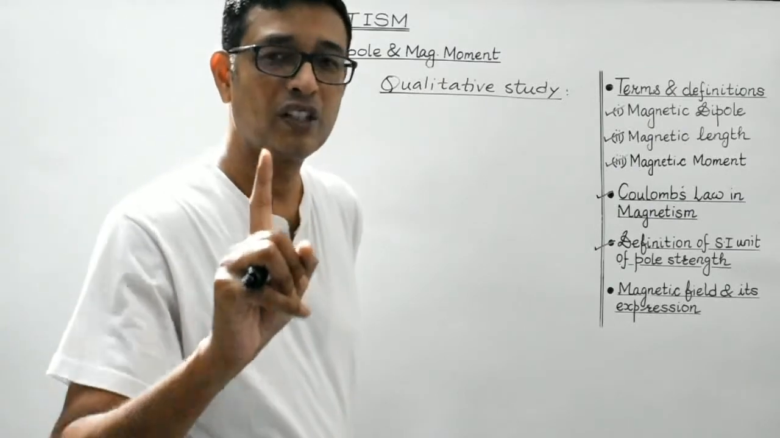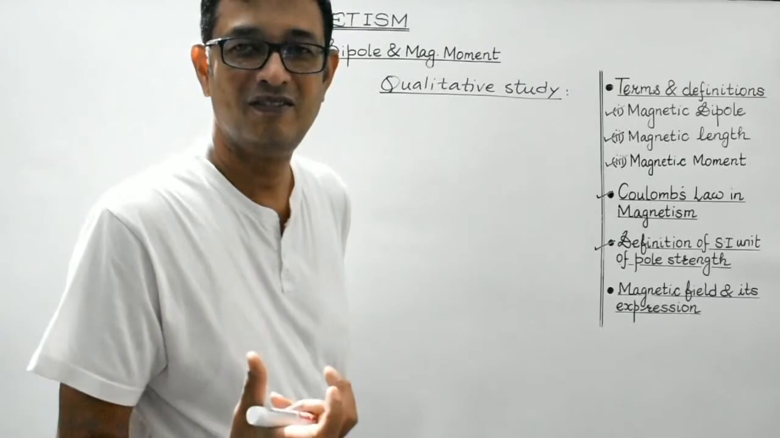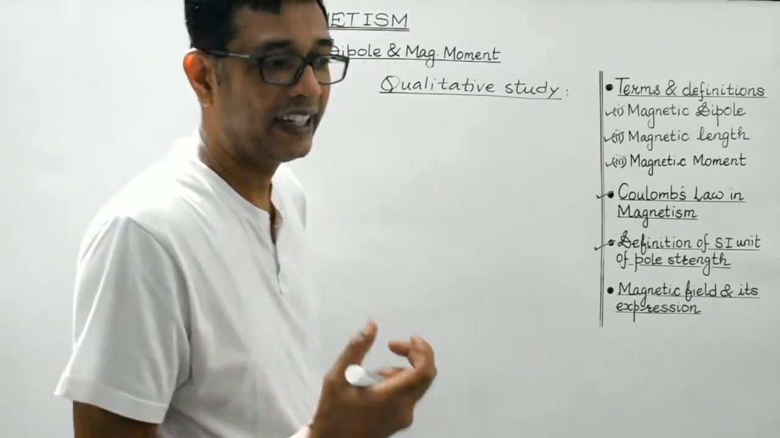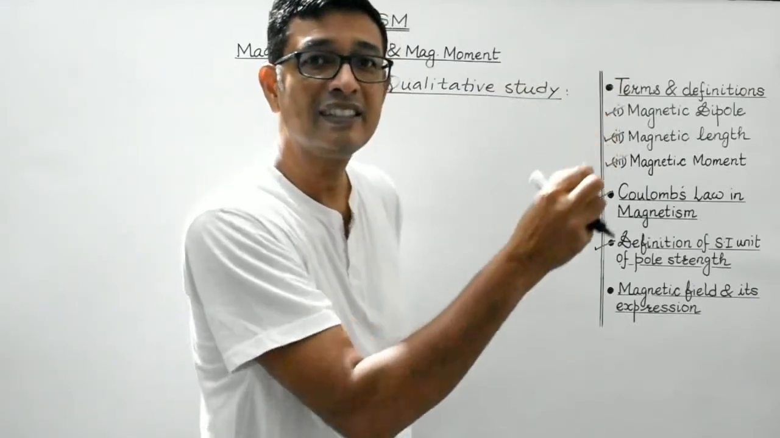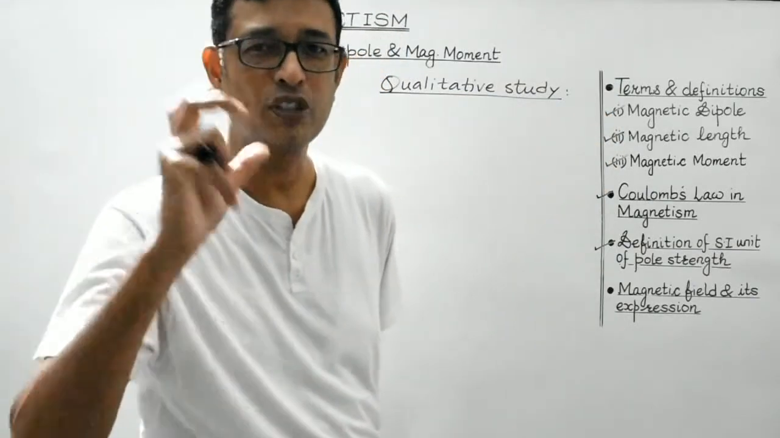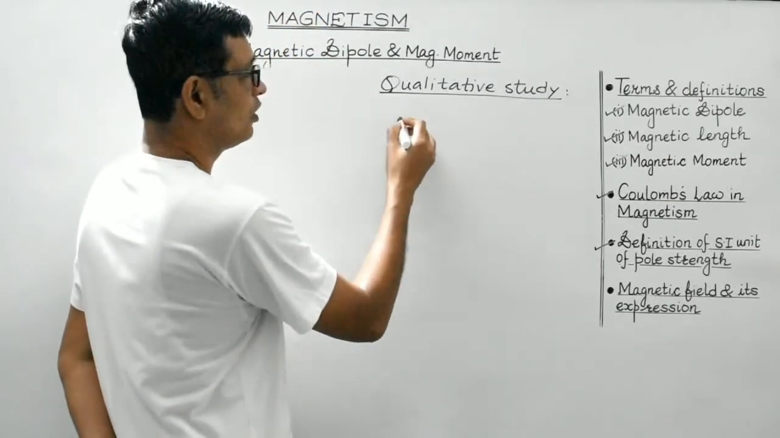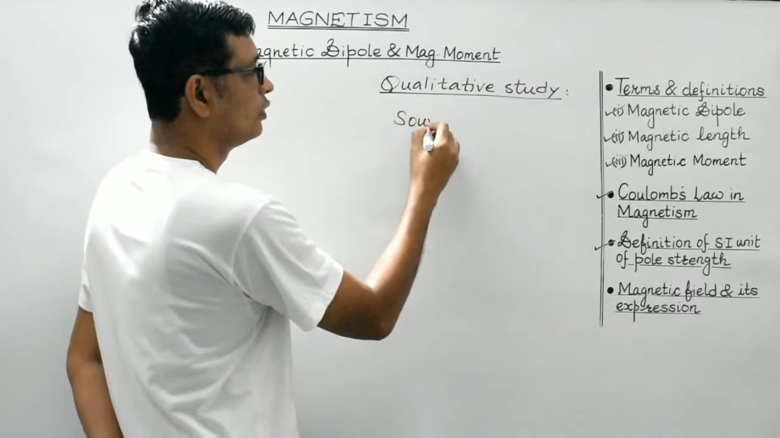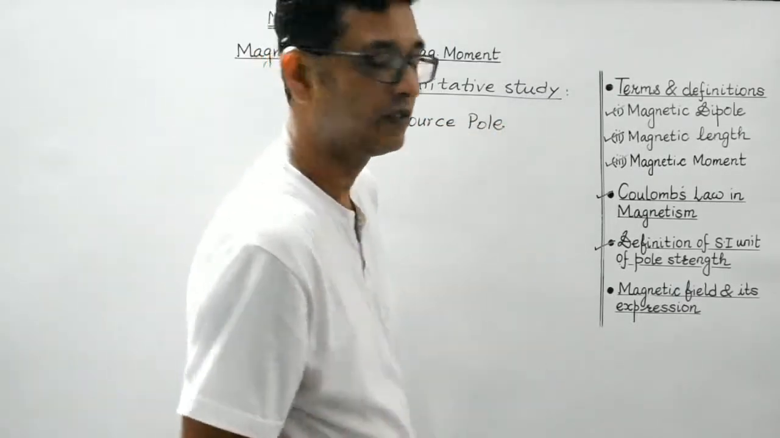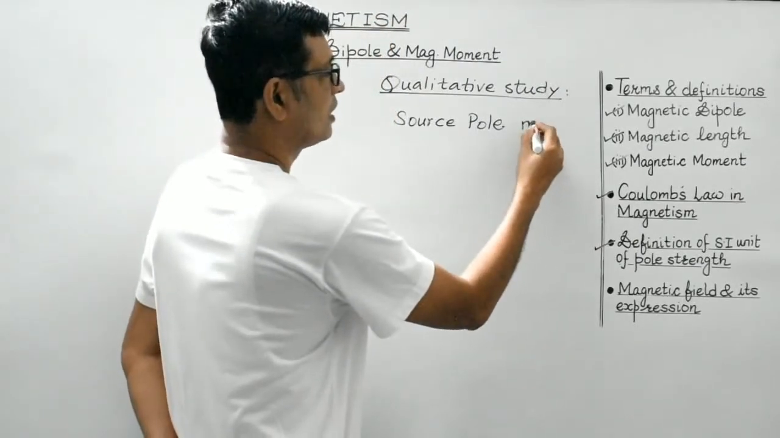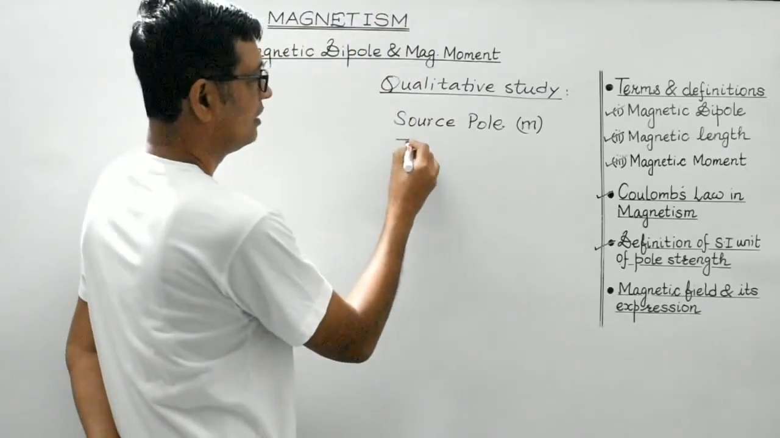Now, one thing to be noted is that magnetic field at a point is due to a source pole, right? And in order to detect the strength of the magnetic field at a point, we bring a test pole. It's just a hypothetical, imaginary thing, but we need to understand the concept of source pole. Suppose its pole strength is represented by M. And test pole.